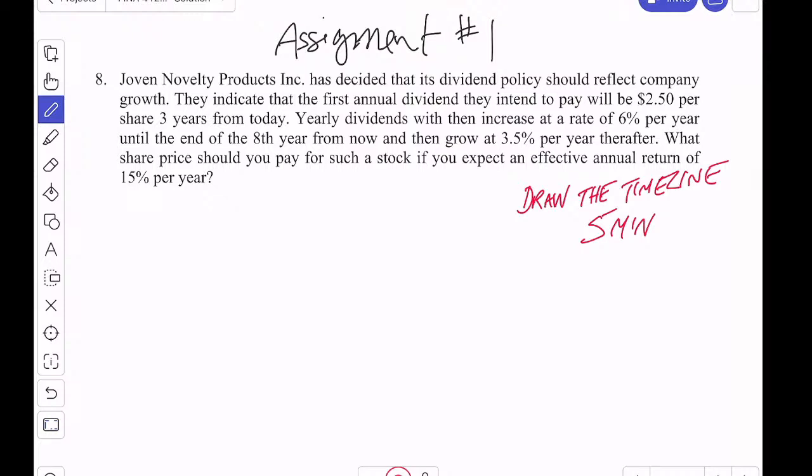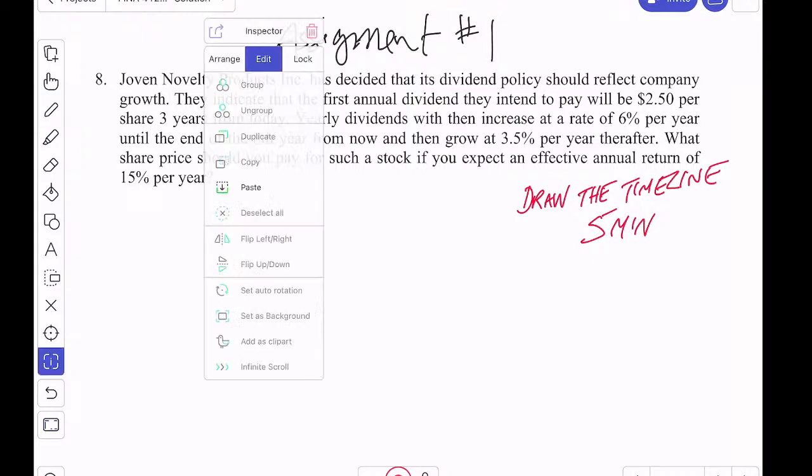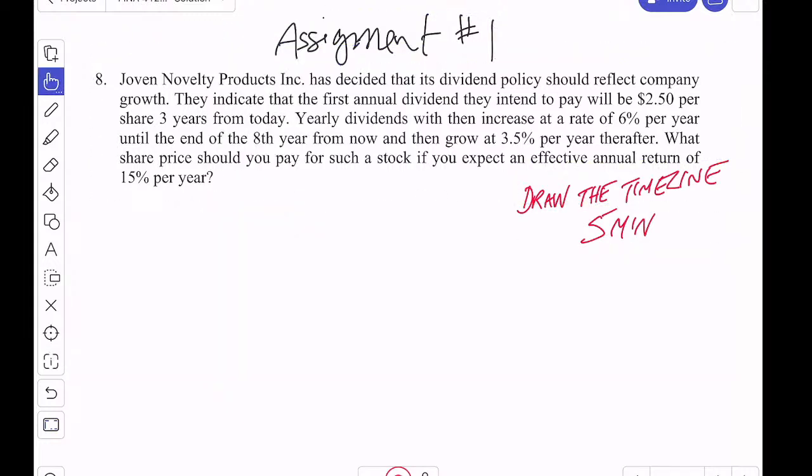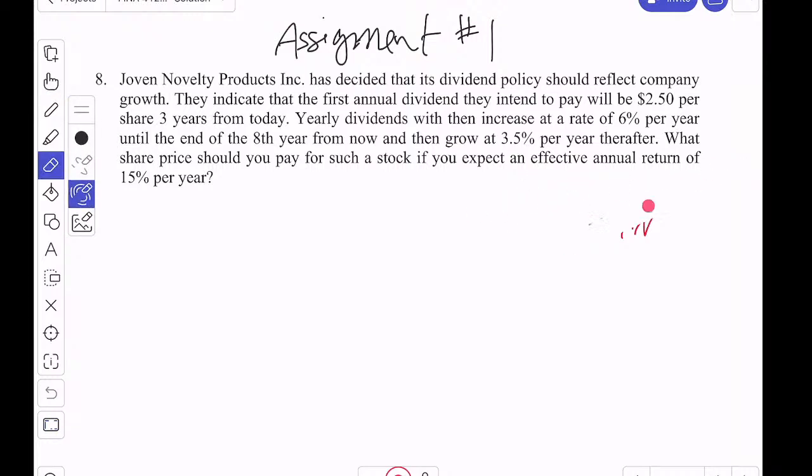Okay, how did your drawings go? Did you draw the timeline? So the timeline, I'm going to make this bigger. Decided that its dividend policy should reflect the company growth. They indicate the first annual dividend they pay will be 3 years from today. Okay.